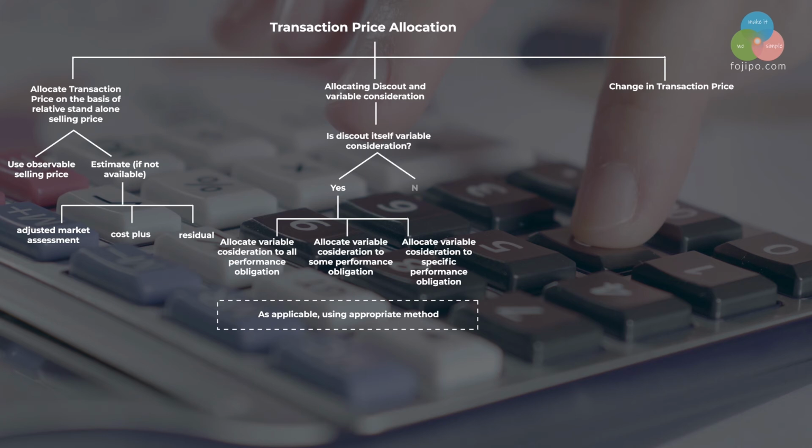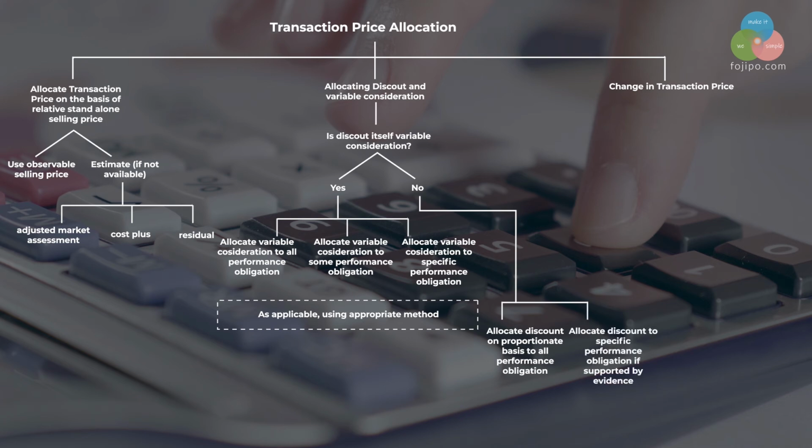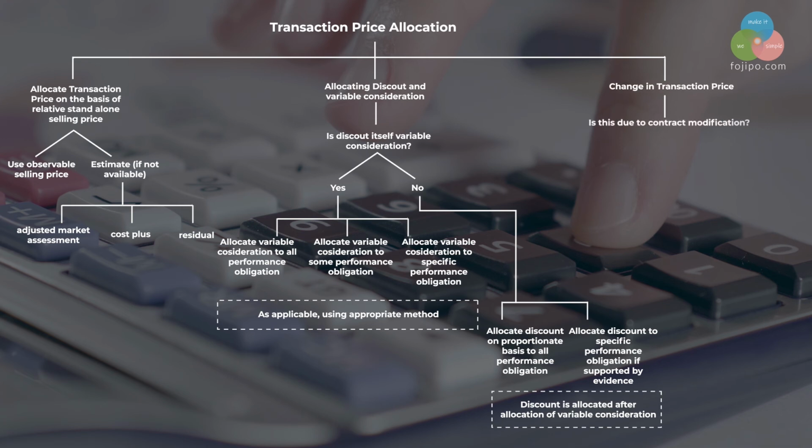If discount is not variable consideration, then you should allocate discount on a proportionate basis to all performance obligations unless you have evidence to support that discount is applicable only to a specific performance obligation, and in that case you can allocate discount to that specific performance obligation alone. Please always remember that discount is allocated after allocation of variable consideration, meaning first you need to allocate variable consideration and then allocate discount.